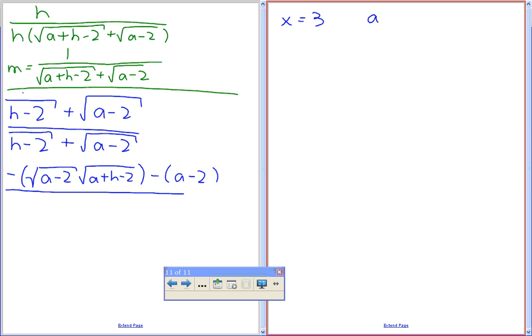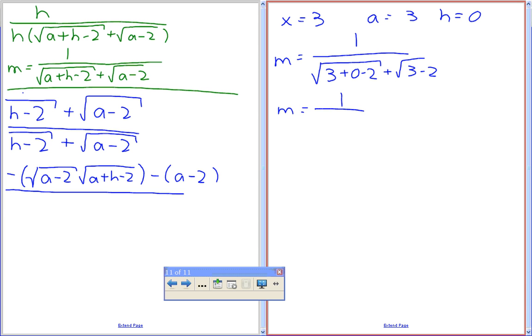okay, John, I think we're up to you. A is what and h is what? H is 0 and A is 3. Okay, John, can you sub some numbers in for me to this, please? M equals 1 over top of root 3 minus 2 plus root 3 minus 2. And that turns into m equals 1 over square root of 1 plus square root of 1 equals 1/2.